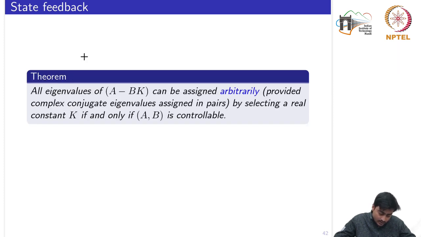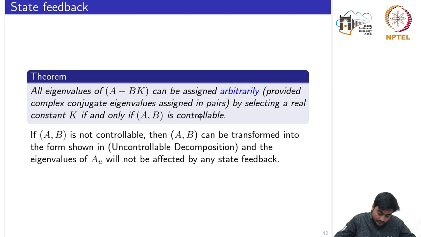The next result says that all the eigenvalues of the closed loop state matrix can be assigned arbitrarily, provided complex conjugate eigenvalues are assigned in pairs, by selecting a real constant K if and only if the pair (A, B) is controllable. Again, this is a similar result to what we had discussed for the single input variable case, but it also holds for the multivariable case: if the pair (A, B) is controllable, then the eigenvalues can be placed anywhere.